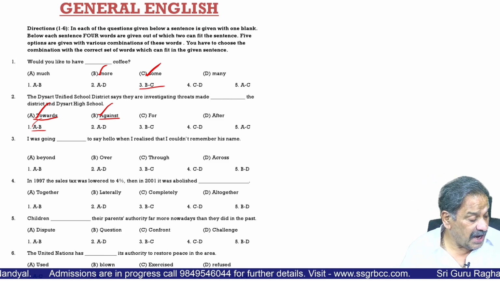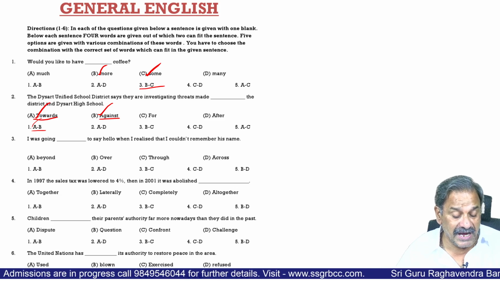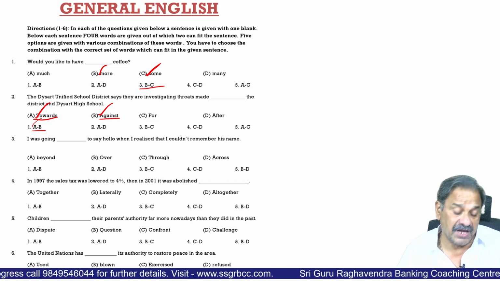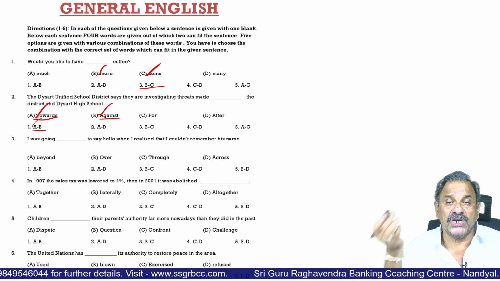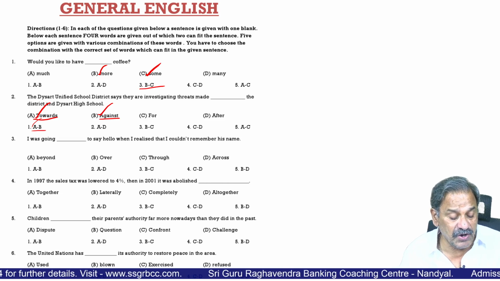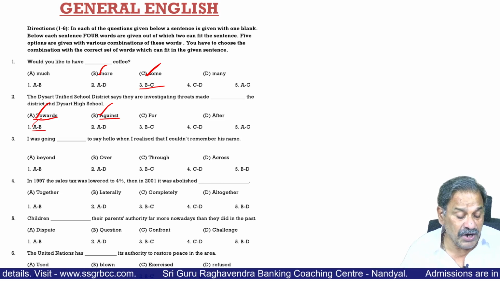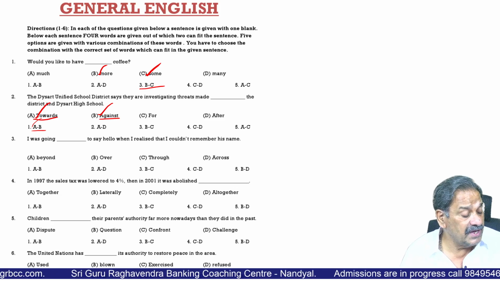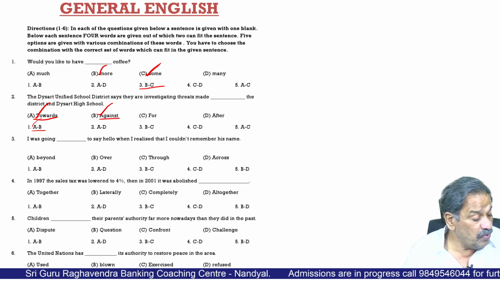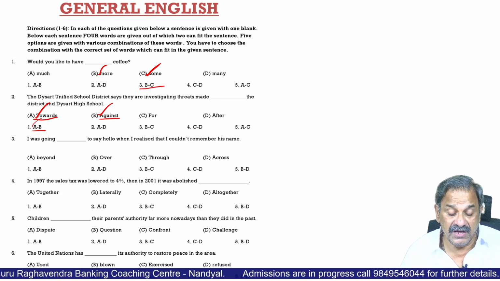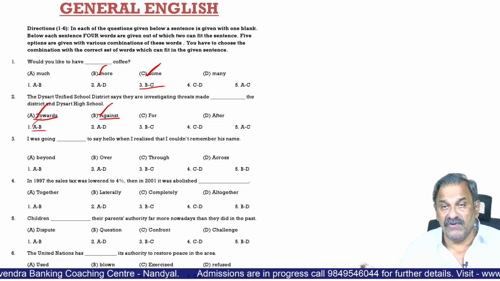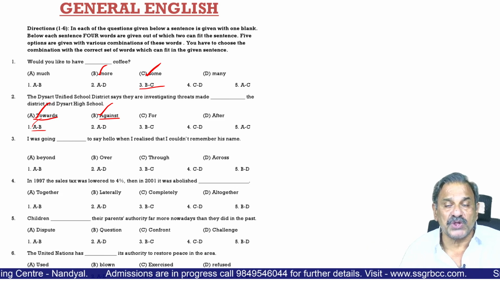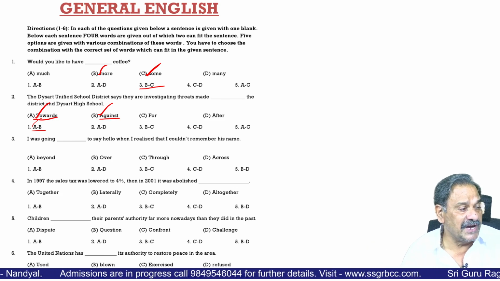Then I was going dash to say hello when I realized that I could not remember his name. See, I am not in a position to recollect his name. So then how am I going to greet that fellow? I am not in a position to identify the name of that fellow. Then how am I going to greet? Just by saying hello. So whenever any friend comes before you, if you are not in a position to identify, and if that fellow is with a smile, what you have to do? You have to give the smile and you have to say hello.